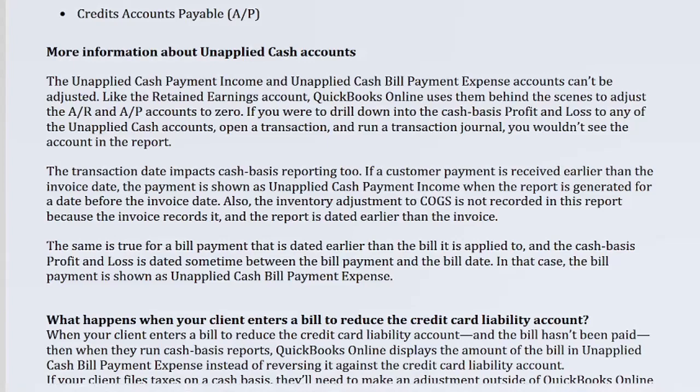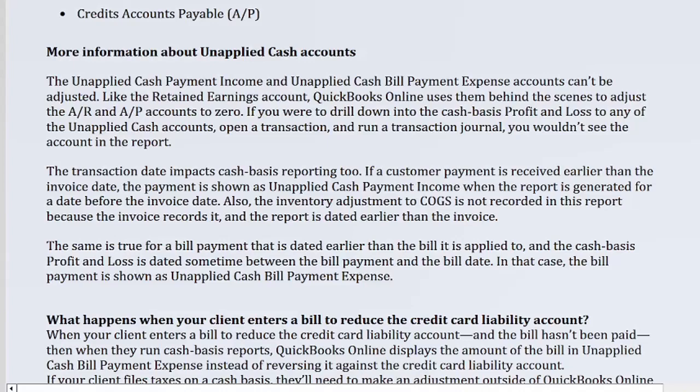If a customer payment is received earlier than the invoice date, the payment is shown as unapplied cash payment income when the report is generated for a date before the invoice date. Also, the inventory adjustment to COGS is not recorded in this report because the invoice records it, and the report is dated earlier than the invoice.